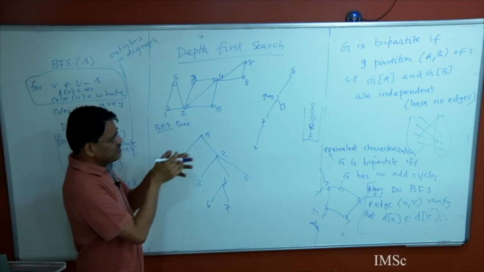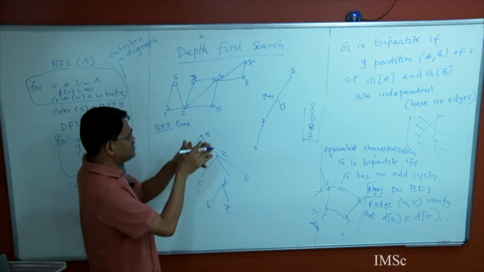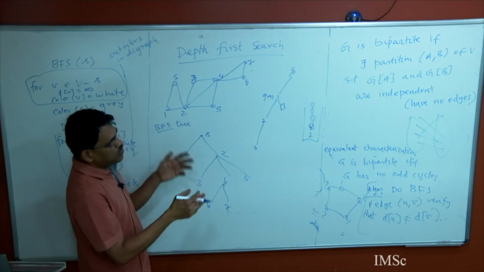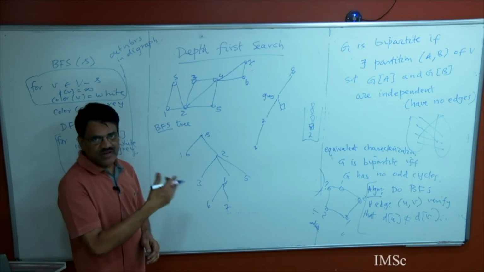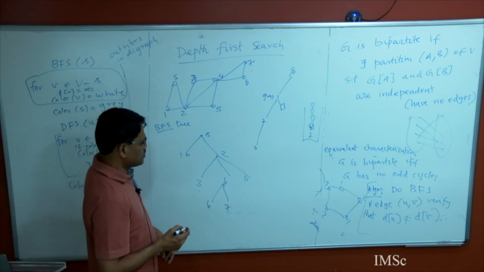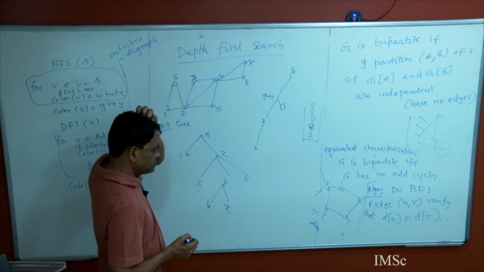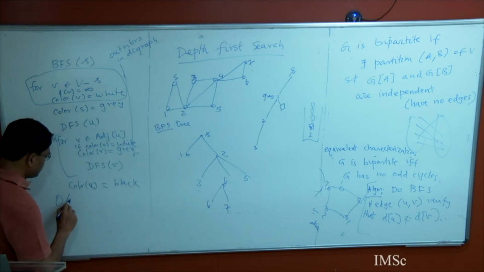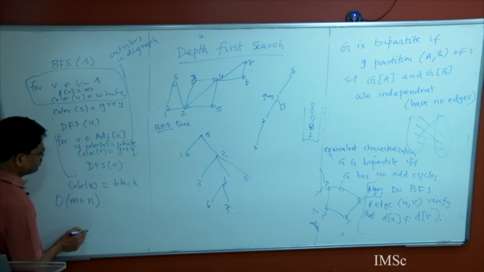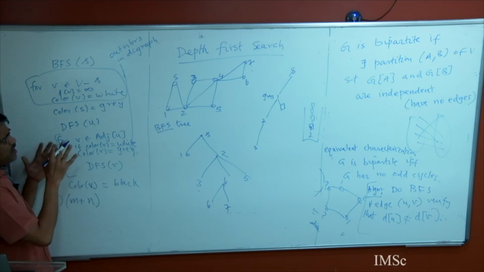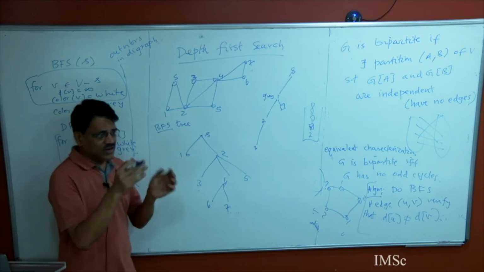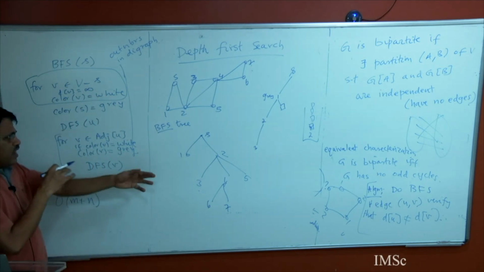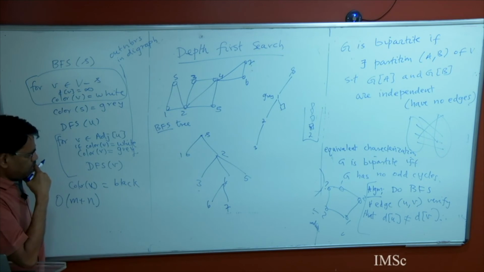But DFS explores in some depth-wise way, and somehow that has some other advantages which we will exploit for other algorithms. Okay, so again it's order m plus n. You can do the same thing if the graph is not connected: pick a white vertex and grow a DFS, and you can get this DFS tree.